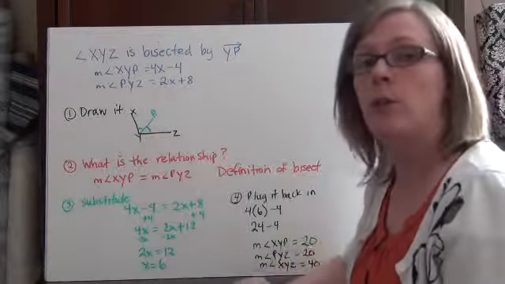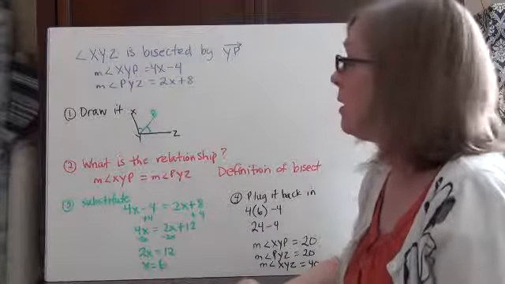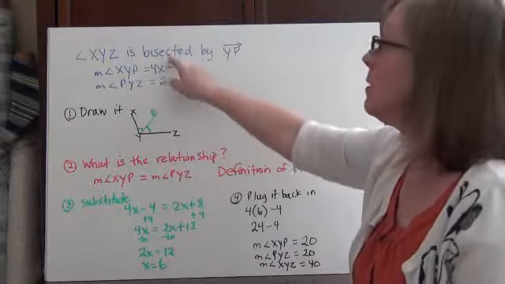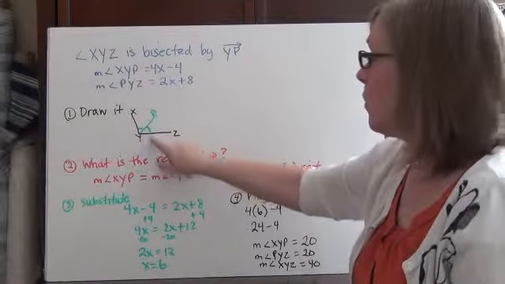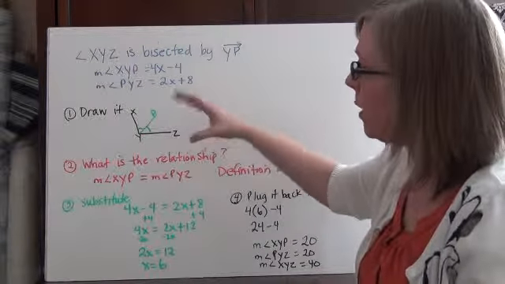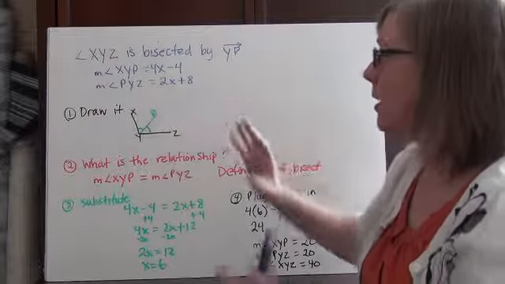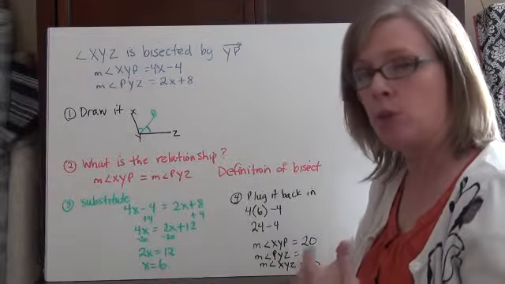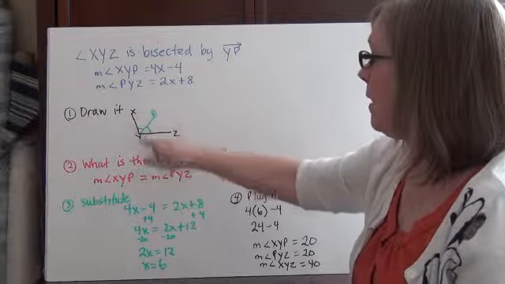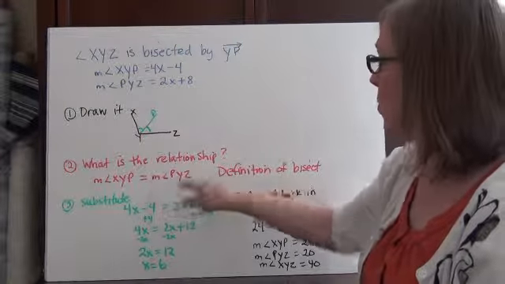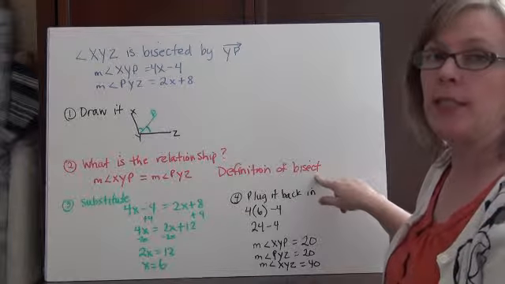And notice the little congruent marks that I made on those angles. Why are they congruent? Because bisect means cut into two congruent parts. So that's what happened here. Now I have a better idea when they start giving me letters, I can see which part they're talking about. So draw that picture. What is the relationship? XYP equals PYZ. Why? That's the definition of a bisector.